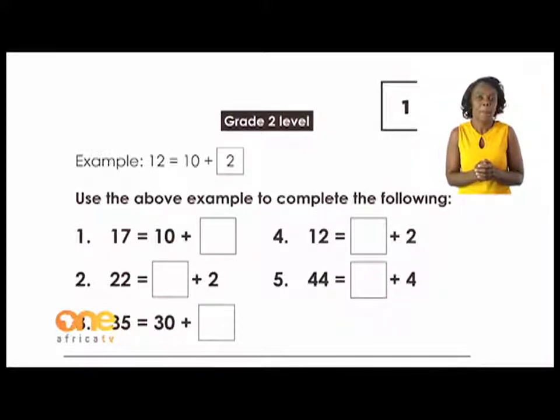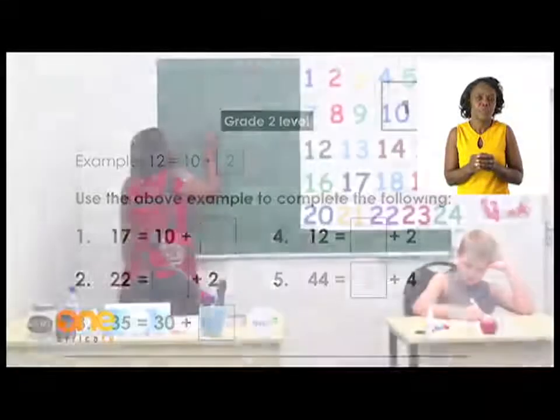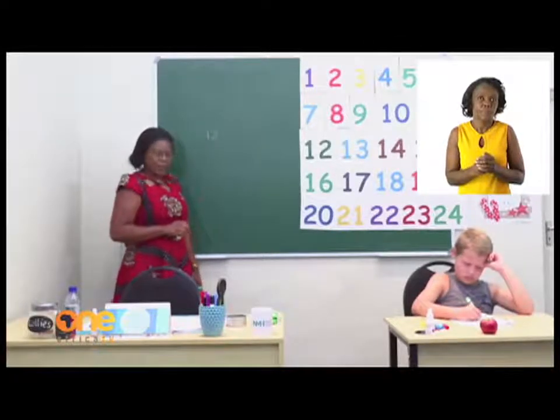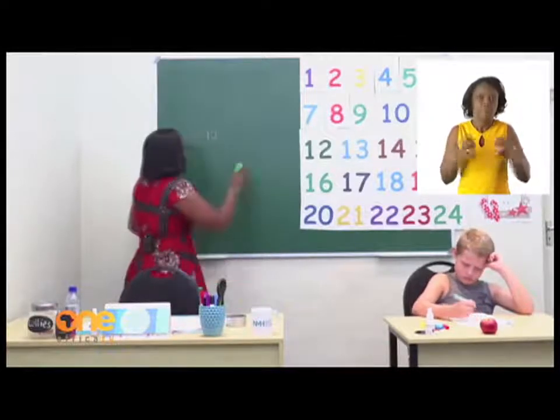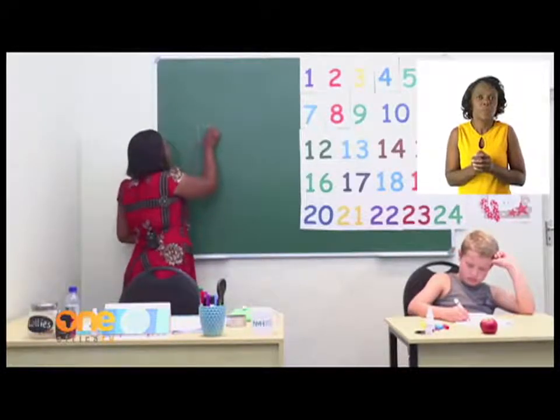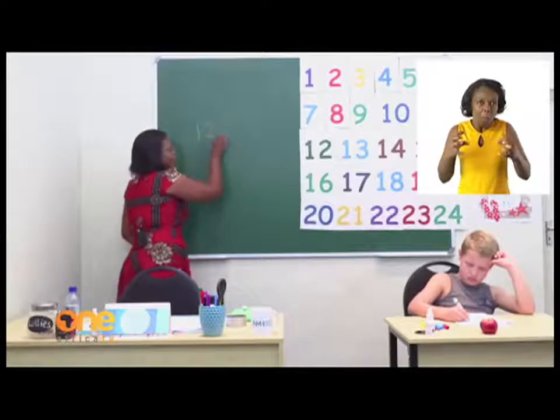Remember what we have learned when we learned about the place values. The first example that they are giving us is a 12. So we are going to break down the number 12. When we are breaking down the number 12, how do we break it down?